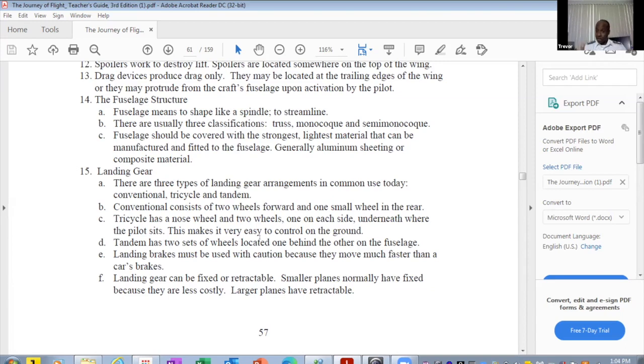So tricycle means three wheels, tri, which is three: two at the rear, one at the front. And tandem is one in front of the other. And then you have, of course, tail wheel aircraft, where you have two wheels in the middle and one at the tail, slanted at an angle.